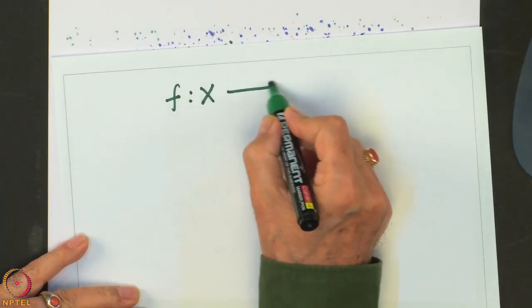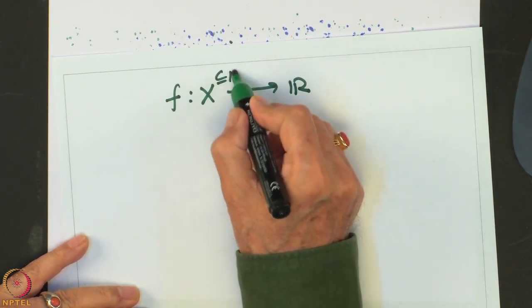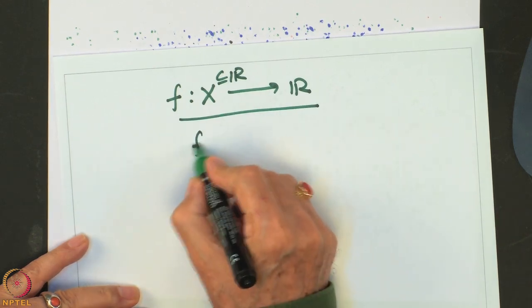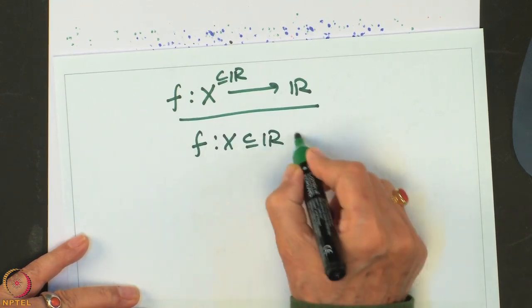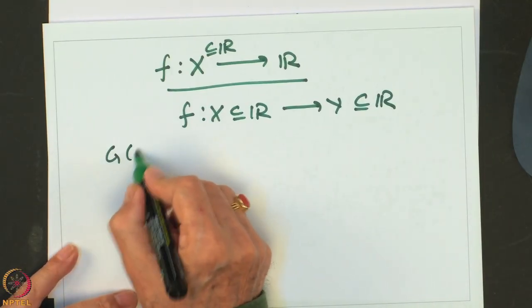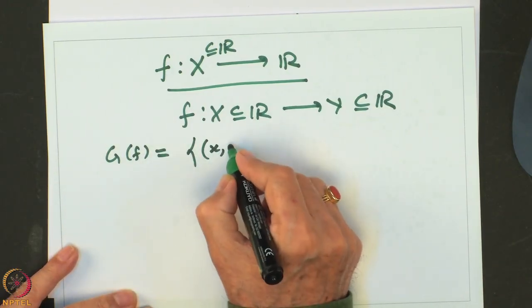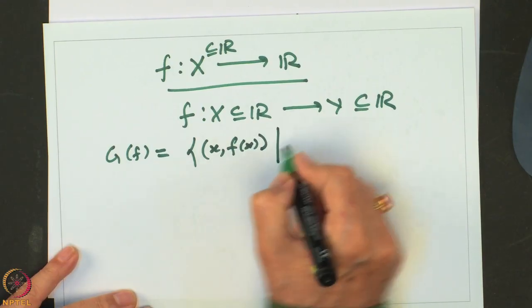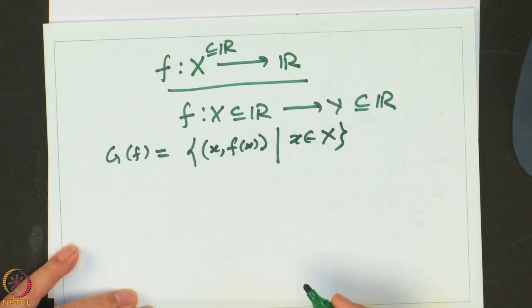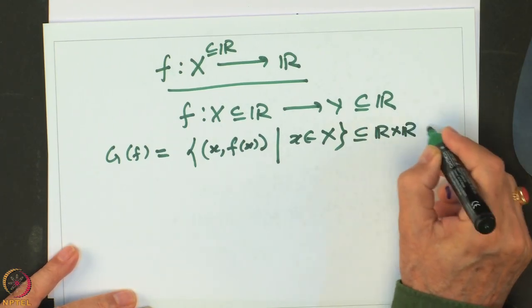So, let us take a graph of a function. f is a function from a set X to a set Y. Here we have X a subset of R. So, let us be more precise, f is from X, a subset of R, to Y, which is also a subset of R. So, what is the graph of f? Graph of f is nothing but the set of ordered pairs (x, f(x)), x belonging to X. That is a subset of R cross R, that is R 2.